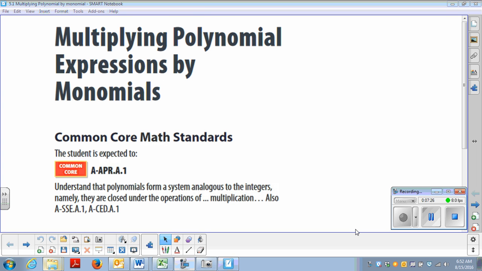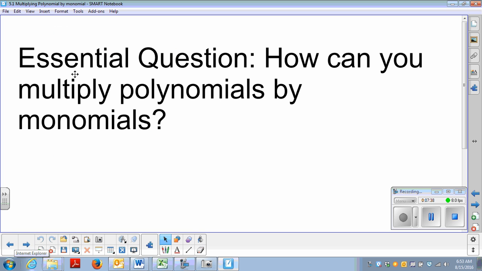Okay. Now, just to recap here, we're multiplying polynomials by monomials. A simple question is, how can you multiply polynomials by monomials?